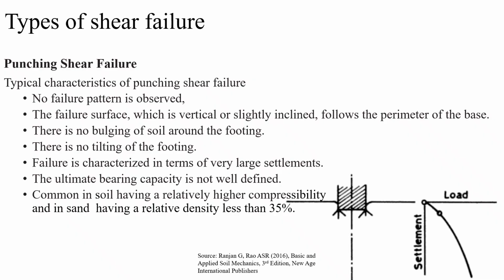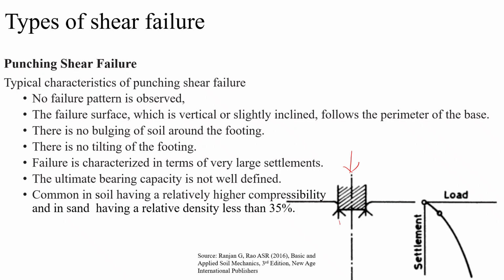The last one is punching shear failure. So here no failure pattern is observed. In fact, the failure envelope is not at all developed. The failure surface will be vertical or slightly tilted following the perimeter of the base. So there won't be any bulging of the soil. In fact, the settlement will be very high in the case of punching shear failure, and there won't be any tilting of the footing because the footing itself will penetrate into the ground with a large settlement, right? So there won't be any visible tilting of the footing.